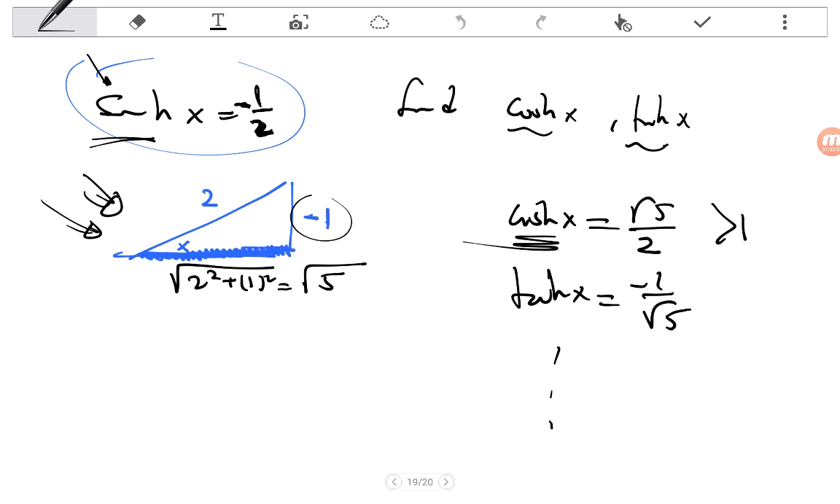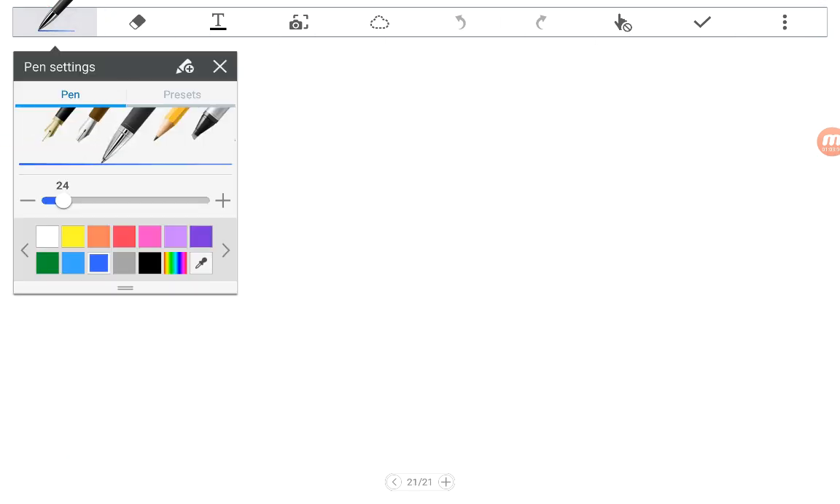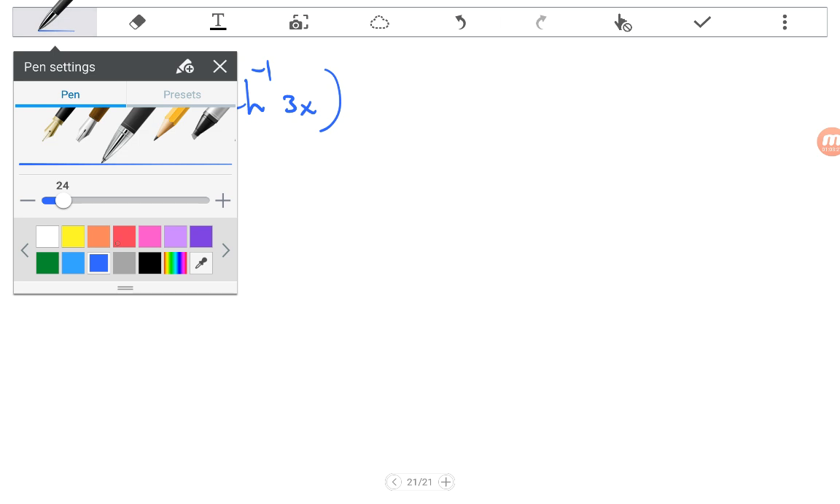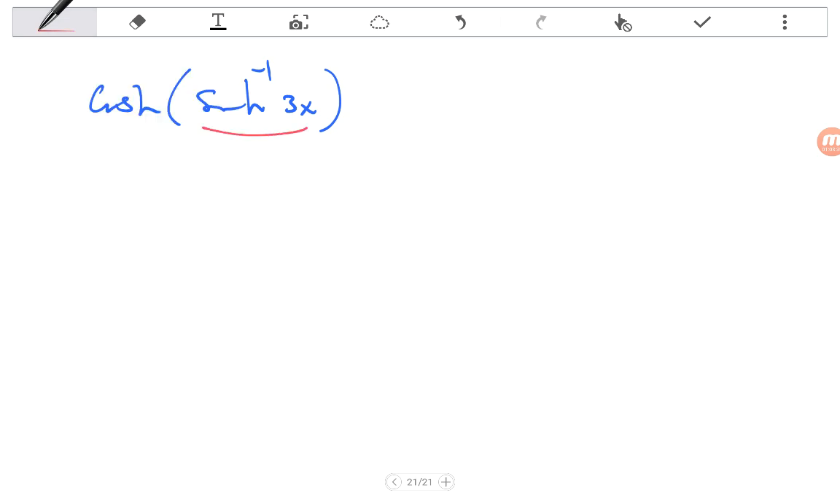Now, if I have, for example, I need to make this simplification. What is cosine of sine inverse 3x? I just deal with it as if I have made in the trigonometry. How would I treat this expression? I just take this and call it alpha. So I have alpha is equal to sine inverse 3x.